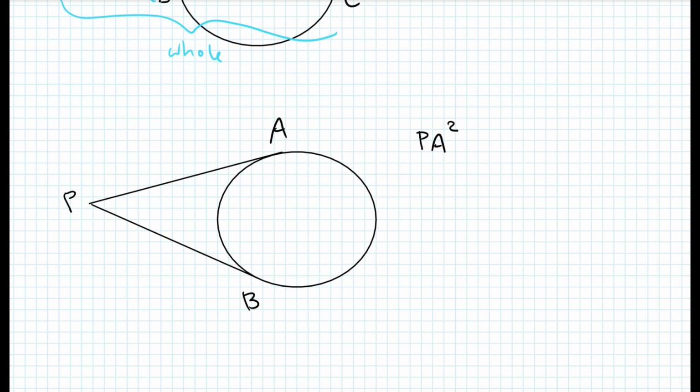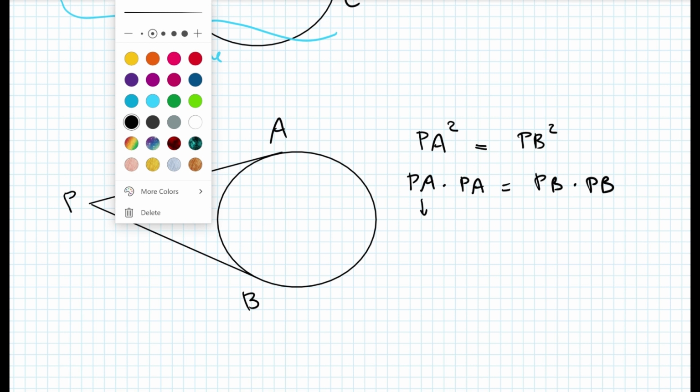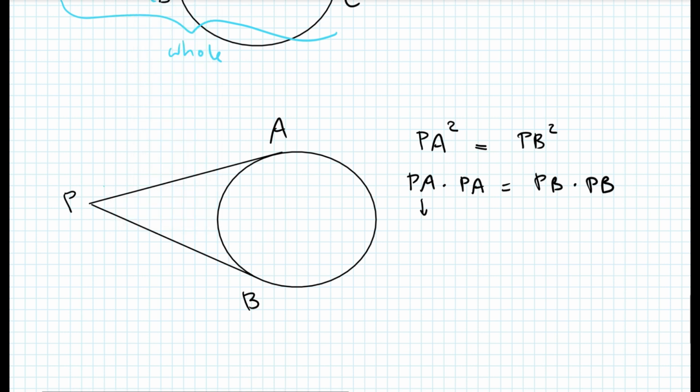So this becomes PA squared equal to outside PB, and the whole is also PB, so it's PB squared, okay? So it's basically saying that PA times PA is equal to PB times PB, okay? Which means that this part here is the outside. So let me do this again in a different color. That is the outside, but it's also considered the whole. And similarly, this is also the outside, but also considered the whole segment, okay?